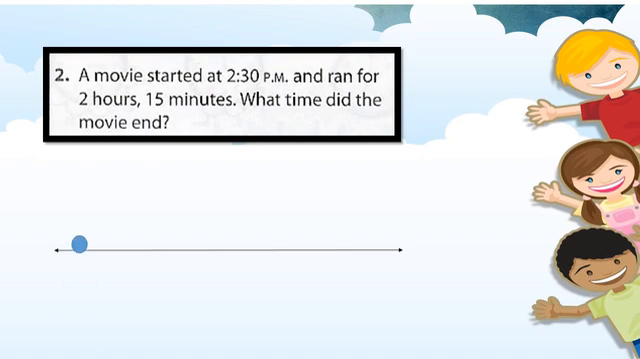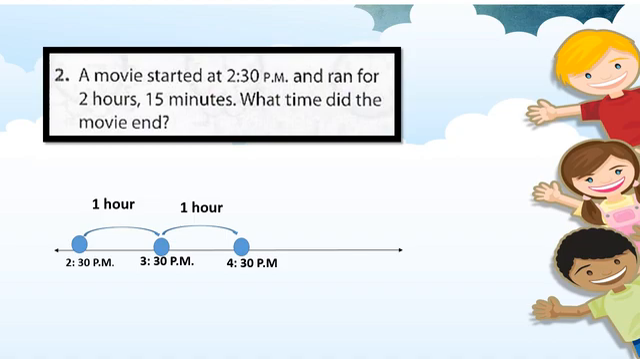This one represents the time the movie started. So this point on the number line is 2:30 p.m. Another point here on the number line will be 3:30 p.m. And another point will represent 4:30 p.m. From 2:30 p.m. to 3:30 would be 1 hour. From 3:30 to 4:30 will be another 1 hour. So 1 hour plus 1 hour will give us a total of 2 hours.